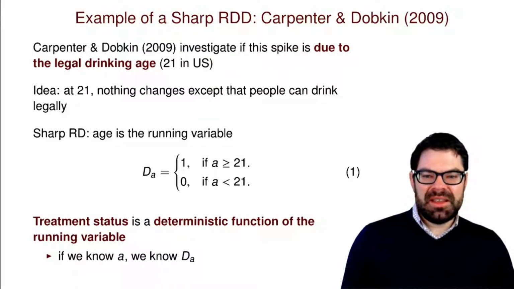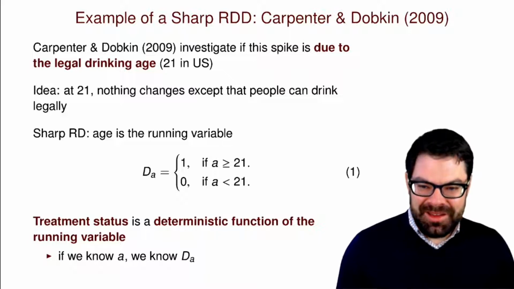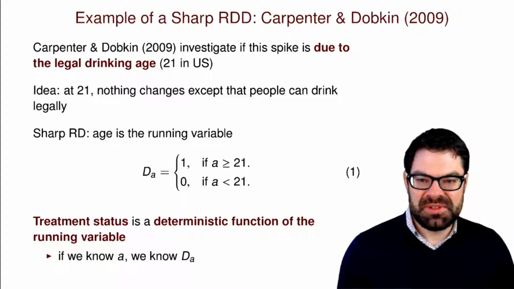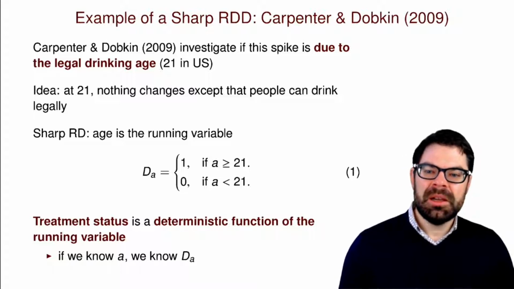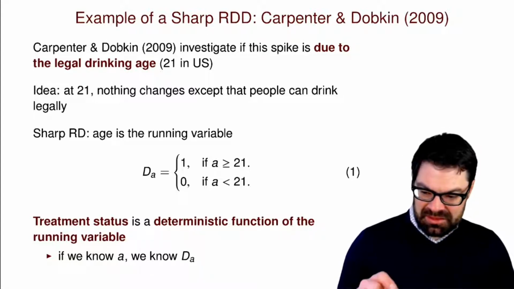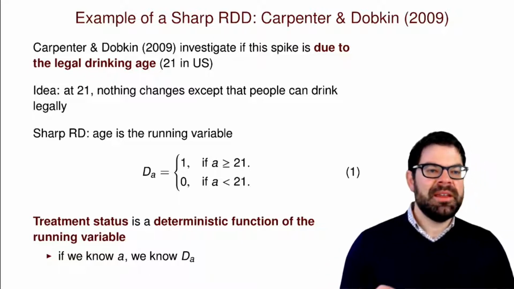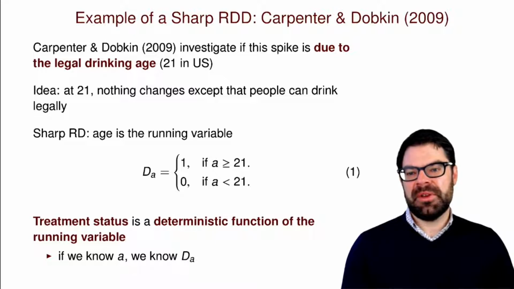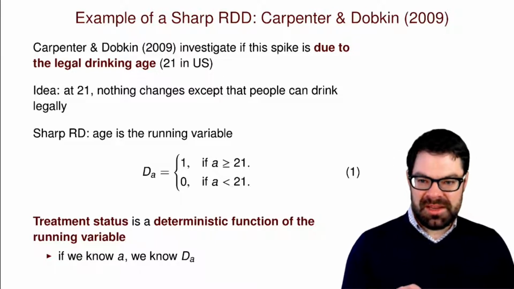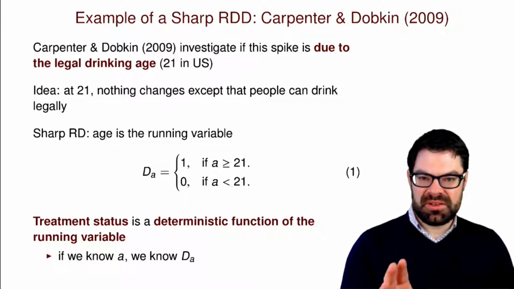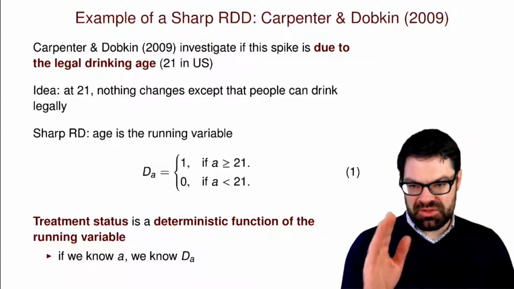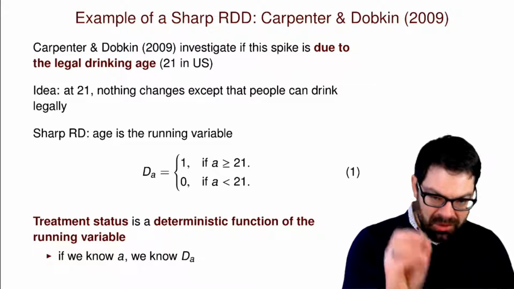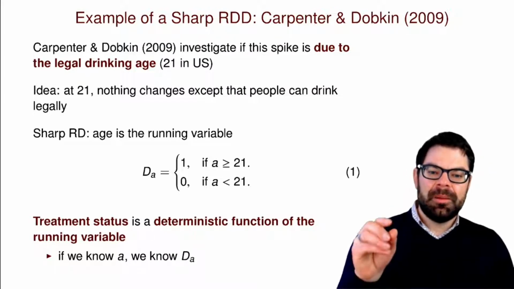Yeah, so that's obviously an example of a sharp regression discontinuity design. Notice that whether it's sharp or fuzzy depends a little bit on what the question is. If the question is what is the effect of being allowed to drink, then it's a sharp regression discontinuity design, because by law that just changes from not being allowed to being allowed on the 21st birthday.